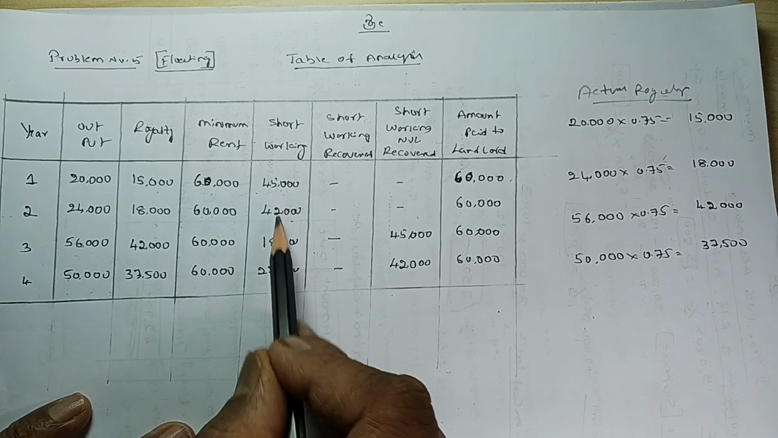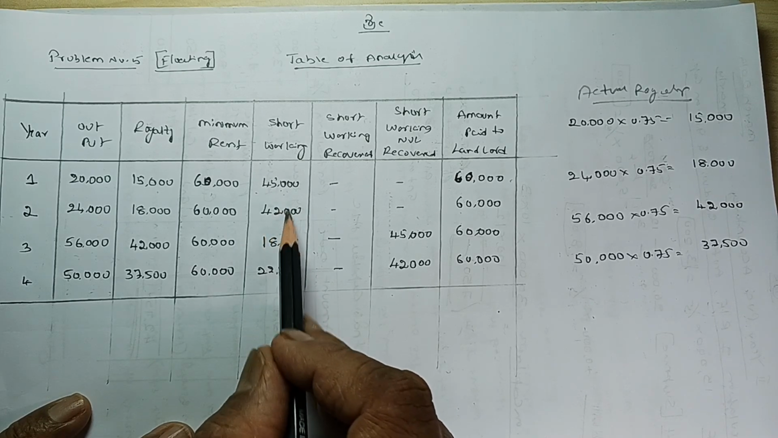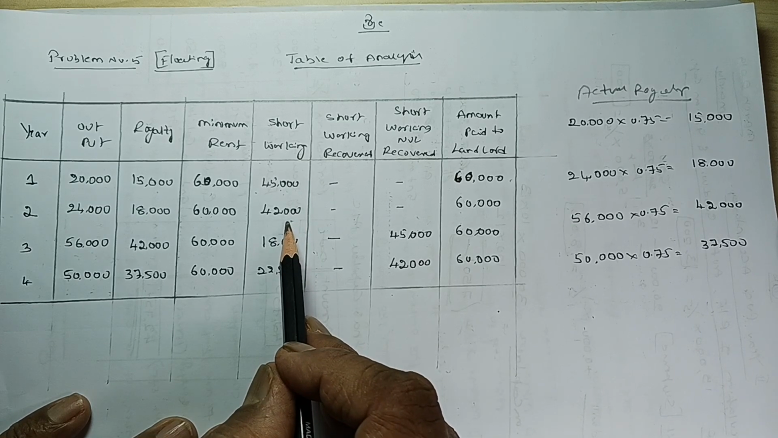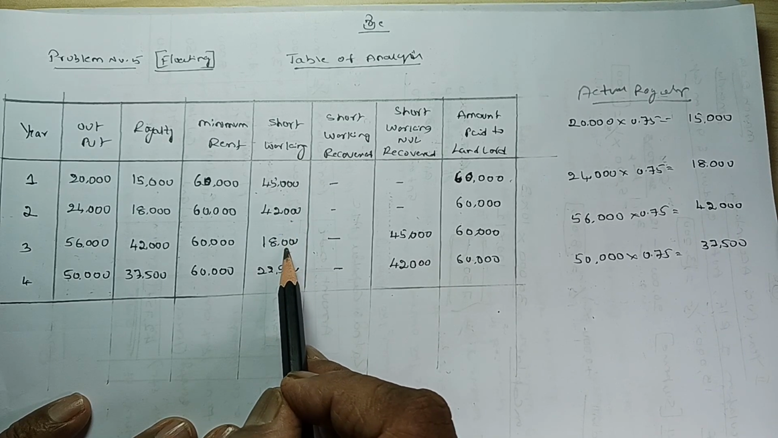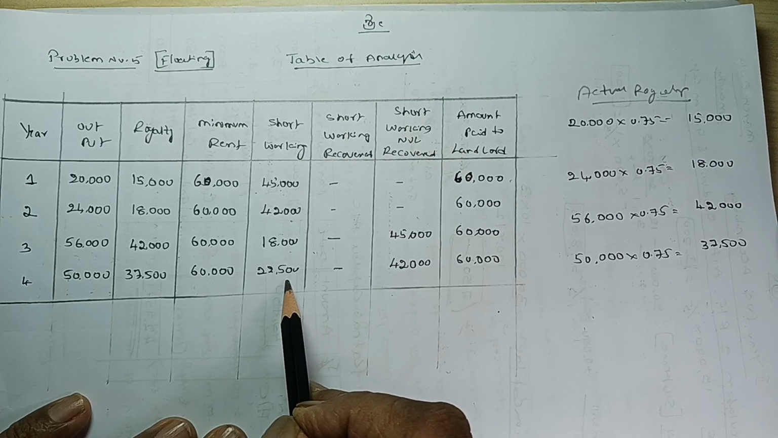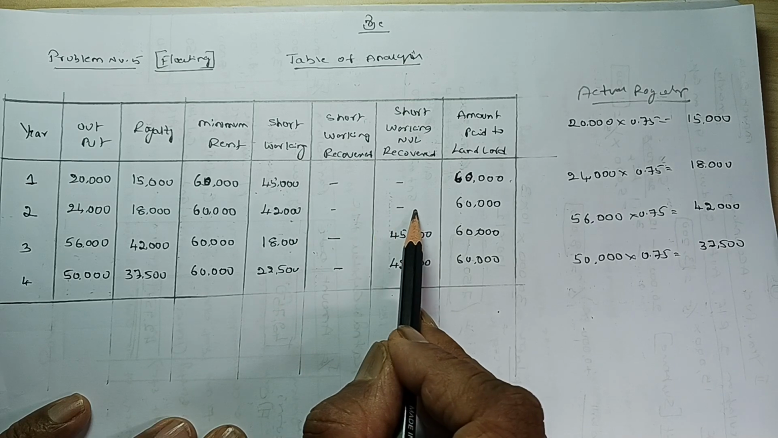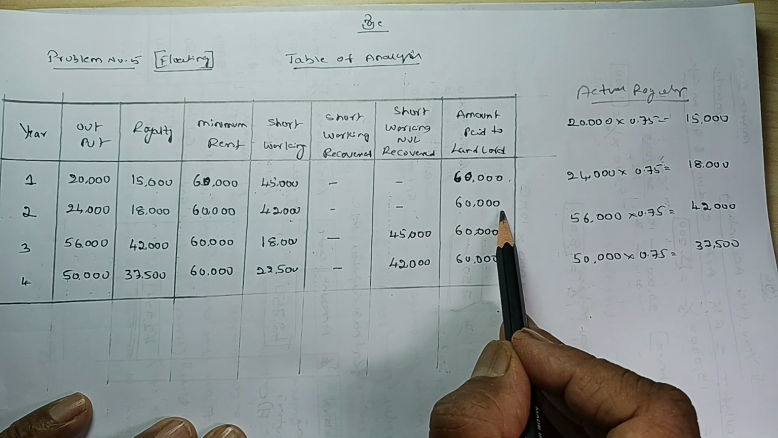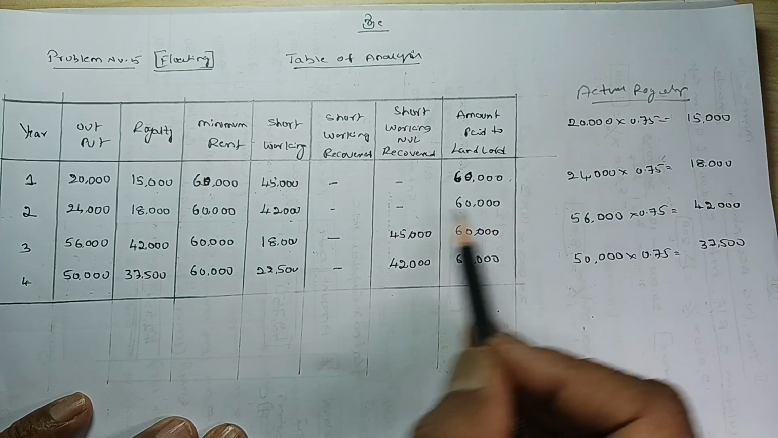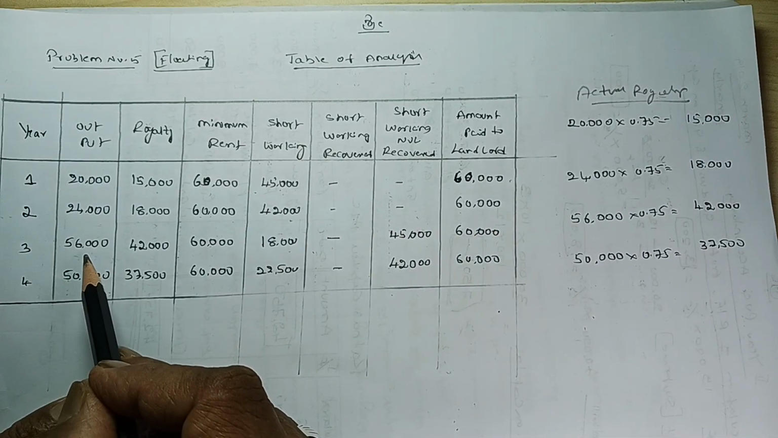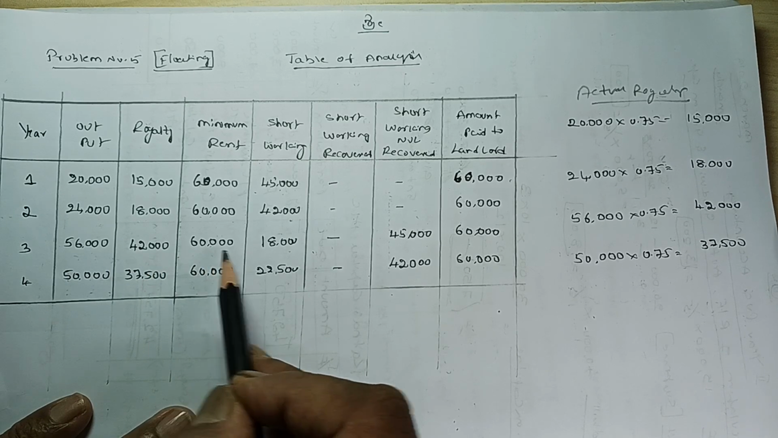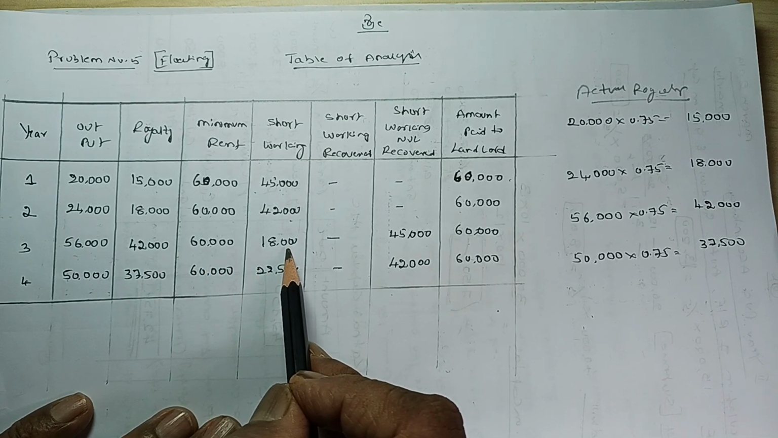42,000. Now here you have 87,000 rupees of short working from the first 2 years. Now this 42,000 can be recovered in the third year or fourth year. No, nothing can be recovered or transferred. It is how much actually? 60,000. Then again third year 56,000, 42,000, 60,000. Again 18,000 is short working.